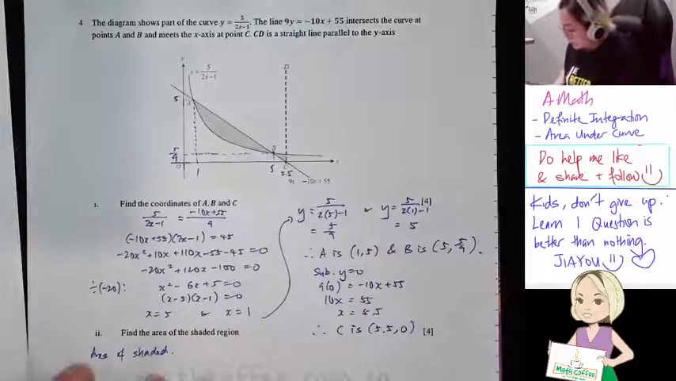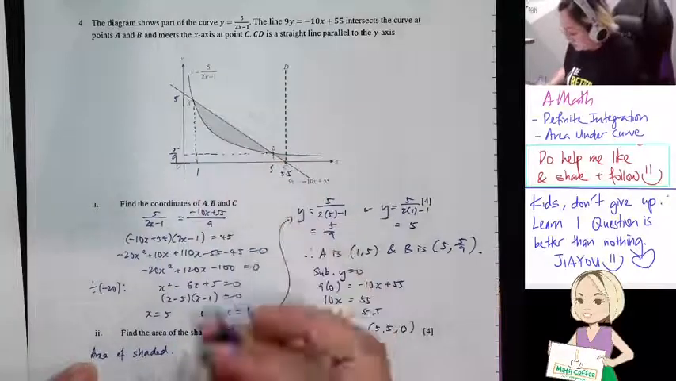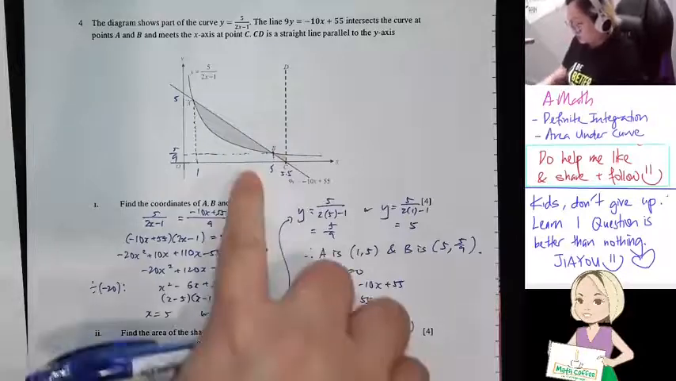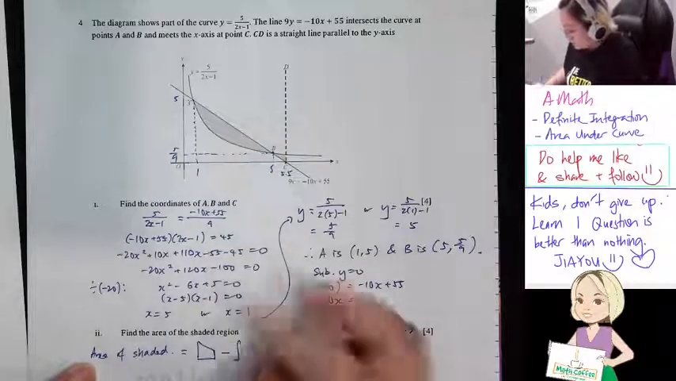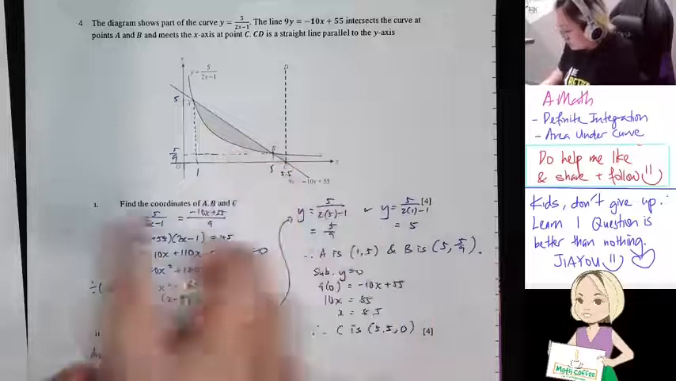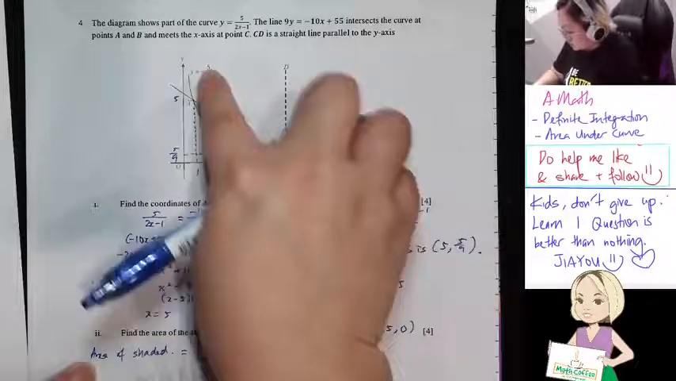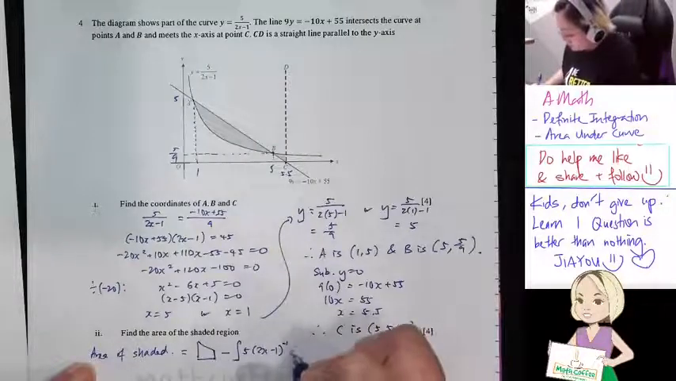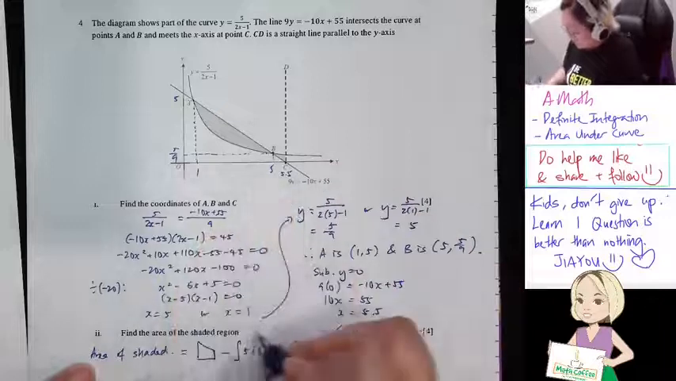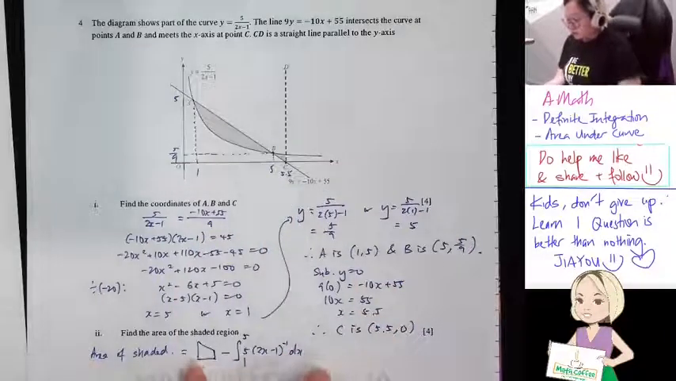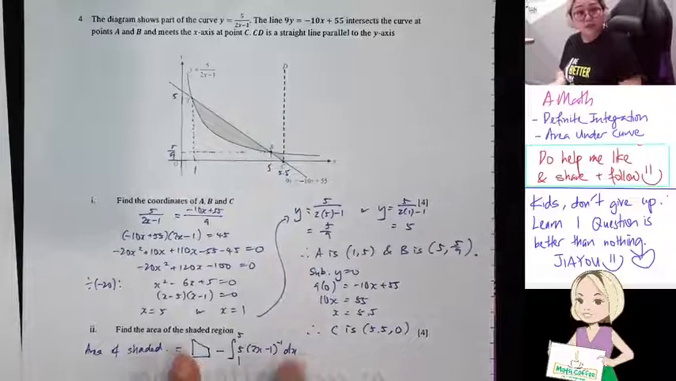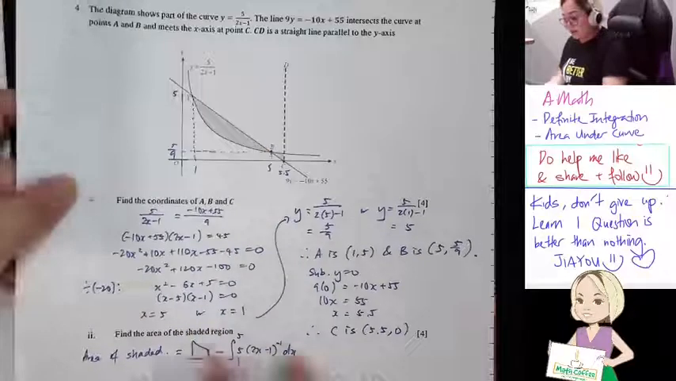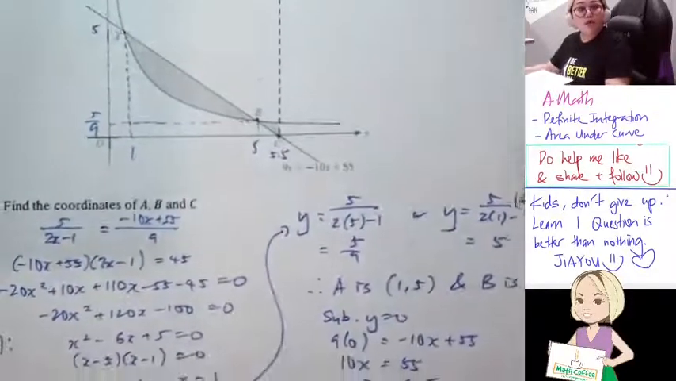Okay, so area of the shaded, I have to take the area of the trapezium minus the integration under the curve. So it will be the integration of the curve, which is 5 over (2x minus 1), from 1 to 5. So this portion is actually the area of the bigger shaded one. And I still have a smaller one.